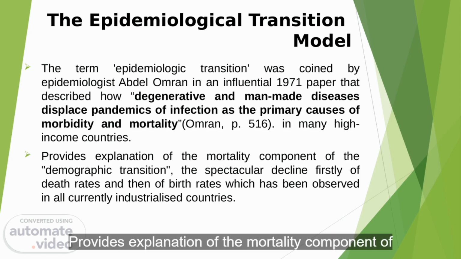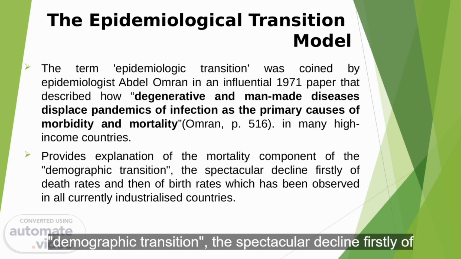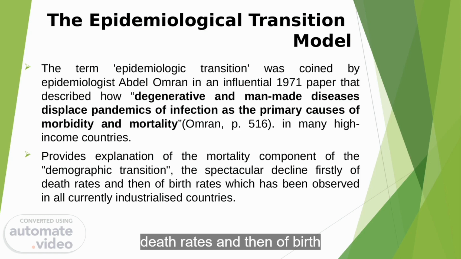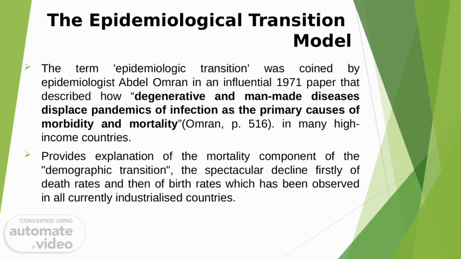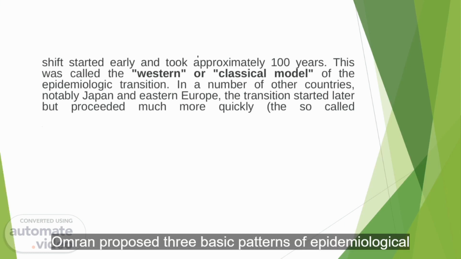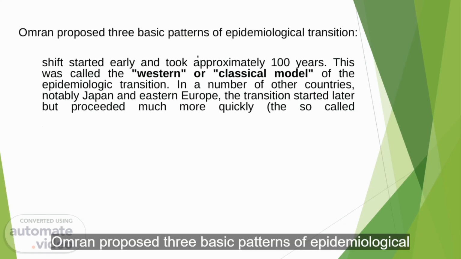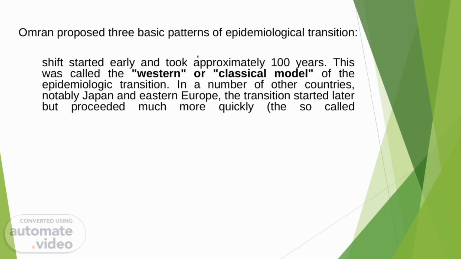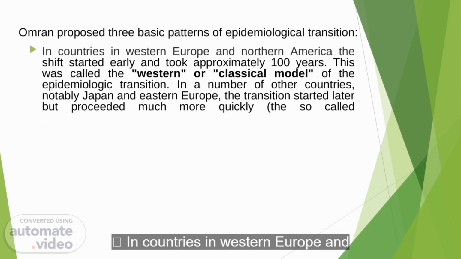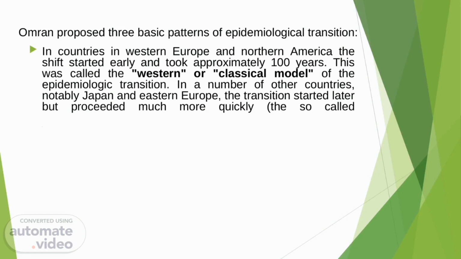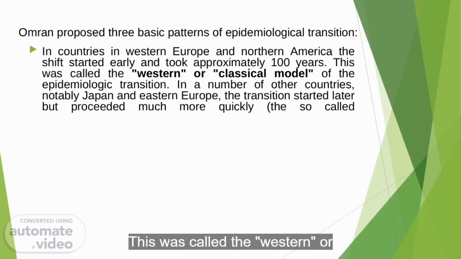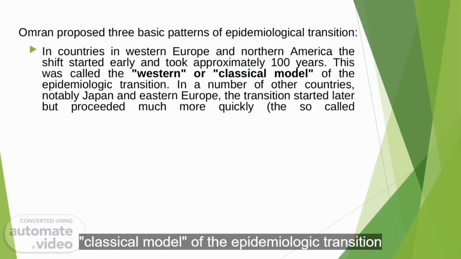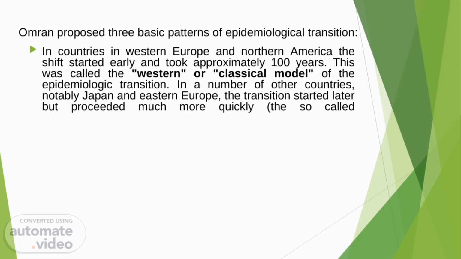In many high-income countries, it provides explanation of the mortality component of the demographic transition, the spectacular decline firstly of death rates and then of birth rates which has been observed in all currently industrialized countries. Omran proposed three basic patterns of epidemiological transition. In countries in Western Europe and Northern America, the shift started early and took approximately 100 years. This was called the Western, or classical model, of the epidemiologic transition.